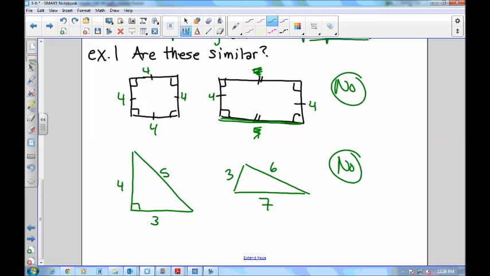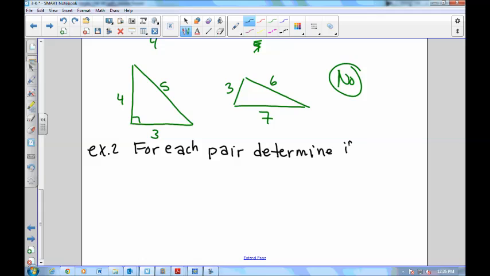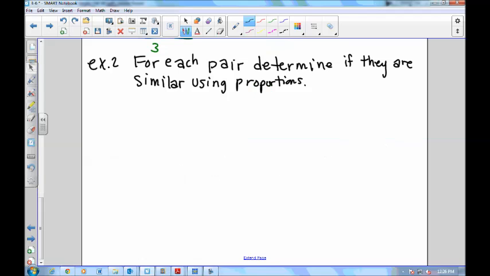Okay, so now we're going to use proportions to actually solve the sides to make sure they are in fact proportional. Example 2. For each pair, and there's some like this on your homework, determine if they are similar using proportions.